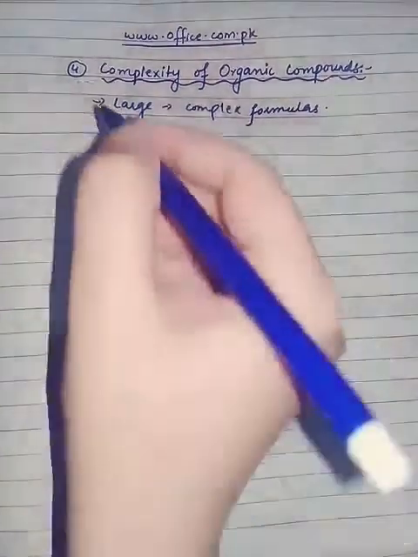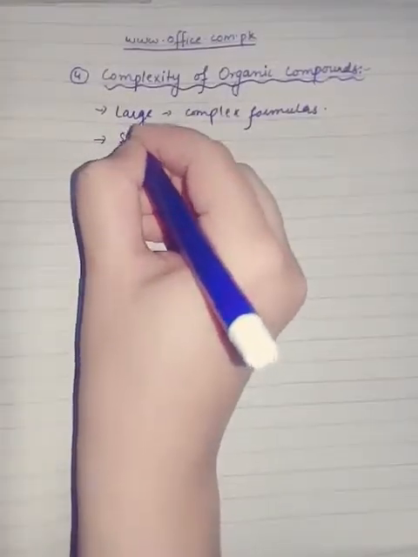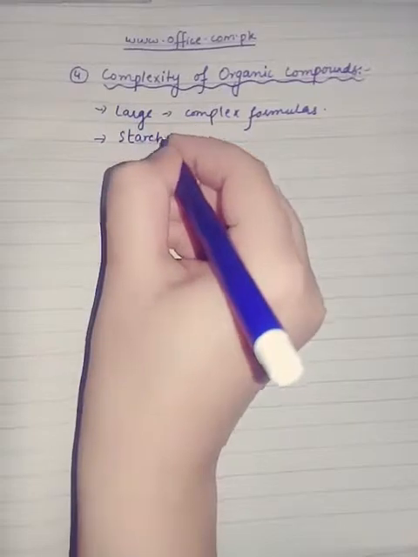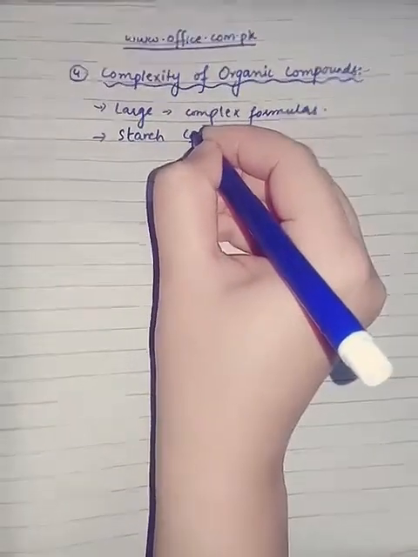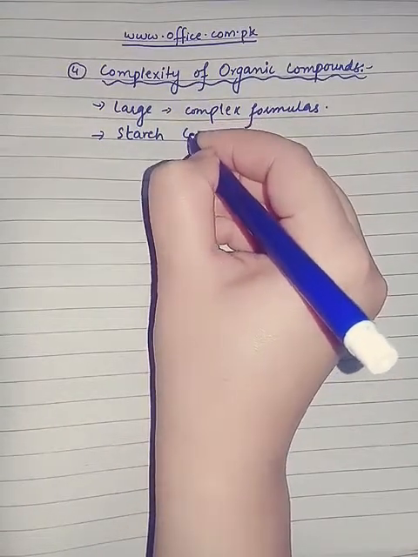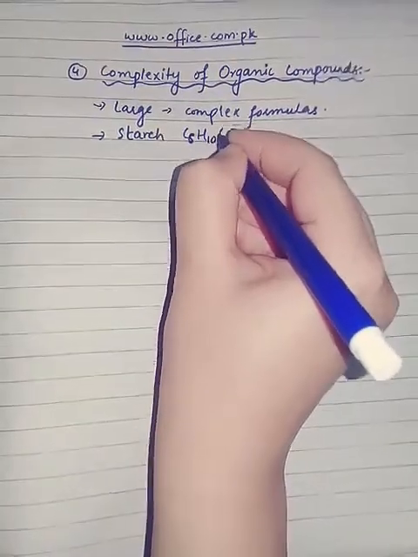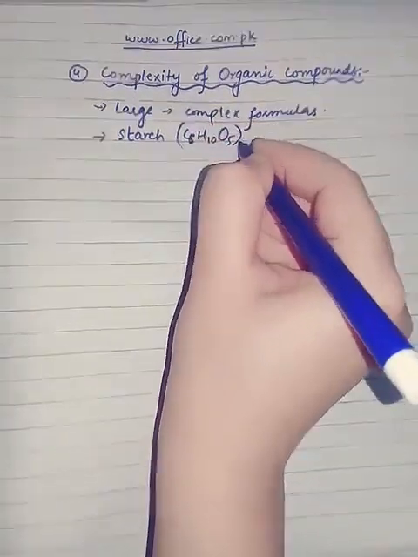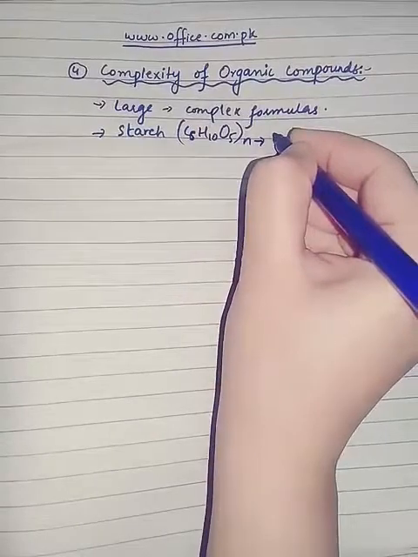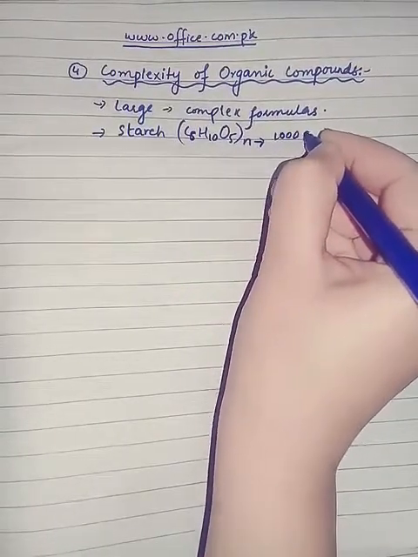For example, we have the example of starch. It has the chemical formula C6H10O5 whole n, and this n can be up to thousands.